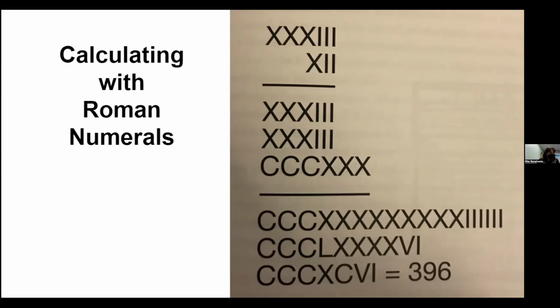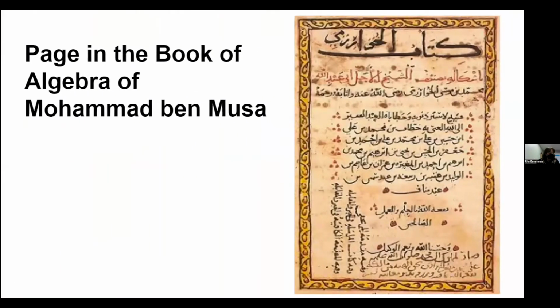In fact, that is why when we add up our columns and numbers, we go from right to left, just like the Arabs read. And here's an example of a book, which is a page in a book of Algebra of Muhammad bin Musa, which you read actually from right to left, if you can read Arabic. The Arabs had many great gifts to give to us.